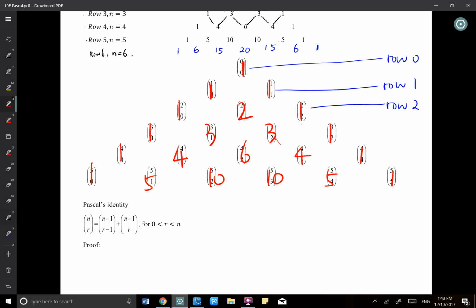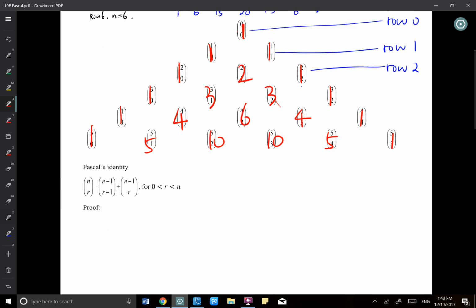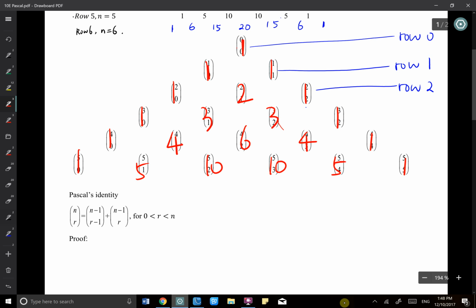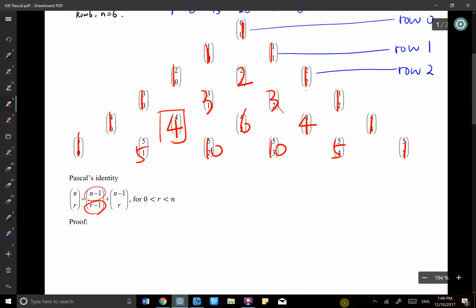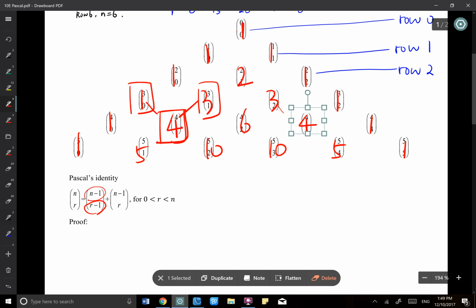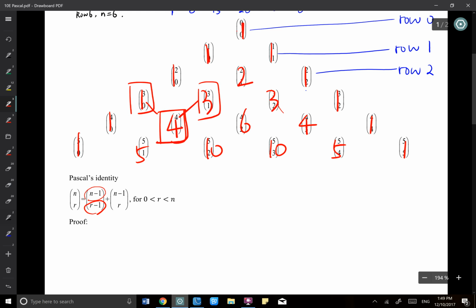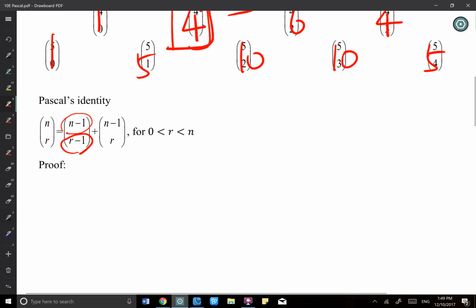Pascal's identity. So what does the identity say? n select r equals the row above, select one less, plus that row, select the same thing. Basically it's saying this one equals those two added together. Do you understand that? nCr is that one. The previous row, select one less, is that one. The previous row, select the same amount, is that one. So those two on top add up to give you the bottom number. That's why we have this Pascal triangle. You don't need to really know the proof, but I'll show you. It says it is true. Let's see why it is true.